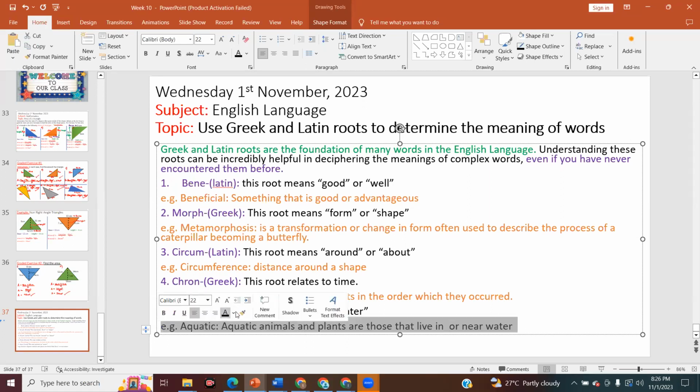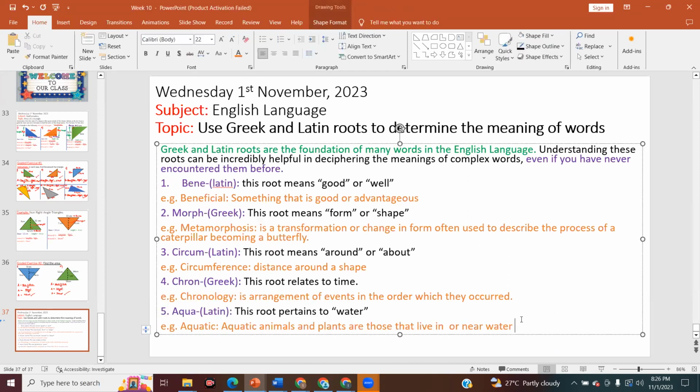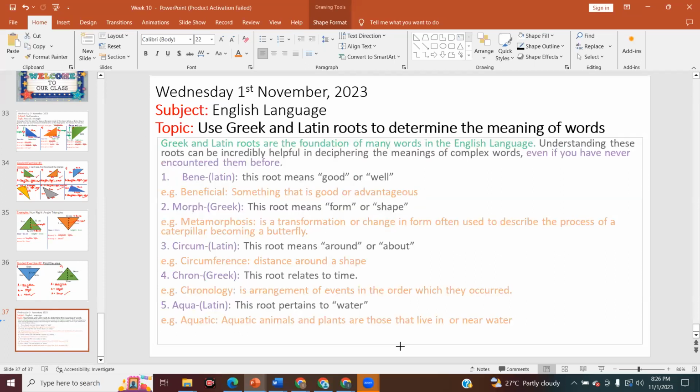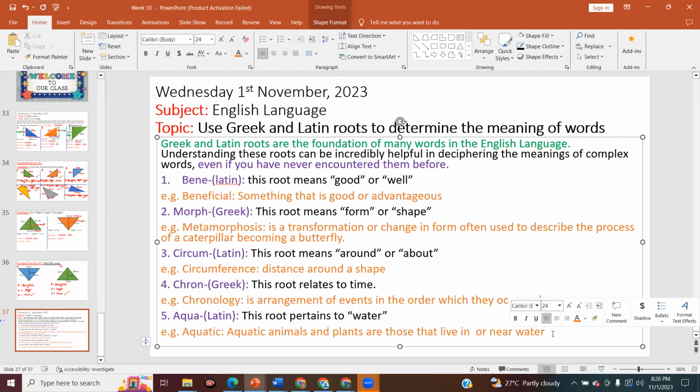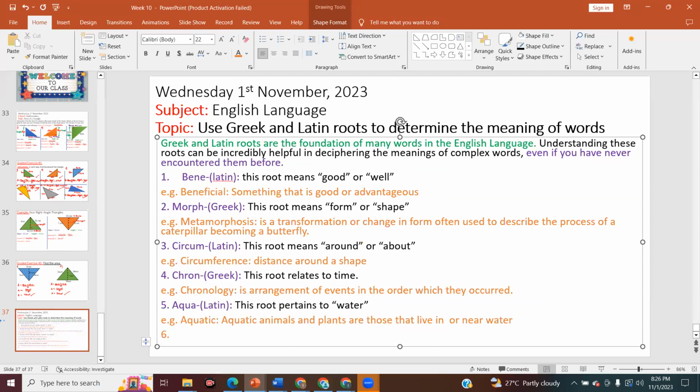Aquatic is another one. All right. Now, let's move on. Let me see how much I can give y'all. I want to give y'all at least 5. Let's try to do 10. So far we have 5. I'm going to do 10. Okay. So number 6, we have to increase the pace. Number 6, let's do Telly. Now Telly is Greek. And what does that mean?